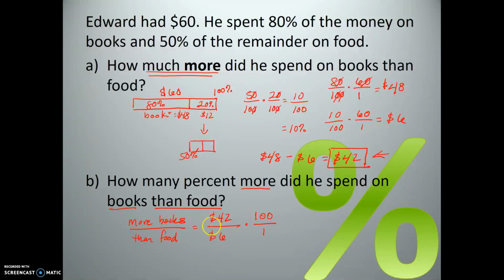Okay, so let's cross cancel. We're going to divide 6 by 6, we get 1. We're going to divide 42 by 6, and we get 7. And we're going to end up with 700%. And my statement would be, Edward spent 700% more on books than food. All right, let's try the next one.